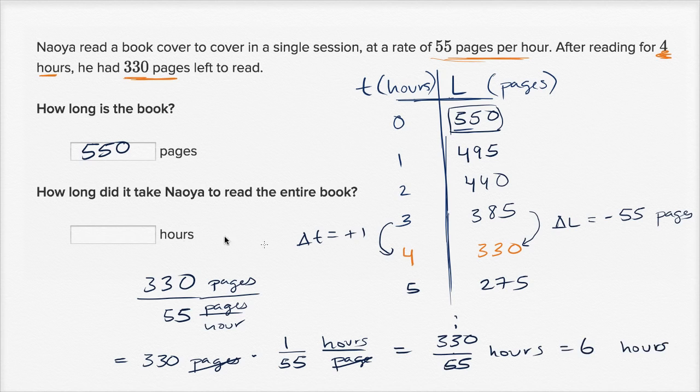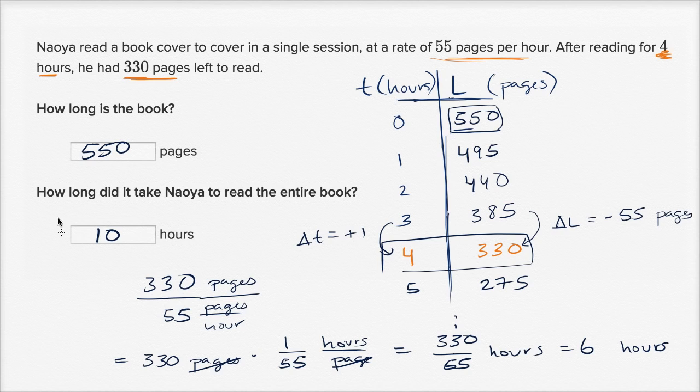Now we have to be very careful. You might want to write 6 hours here, but this is 6 hours after this point. So in total, it's going to take him 10 hours. At 4 hours, you had 330 pages left to read, and then there was 6 more hours to finish those 330 pages. So it's going to take a total of 10 hours.